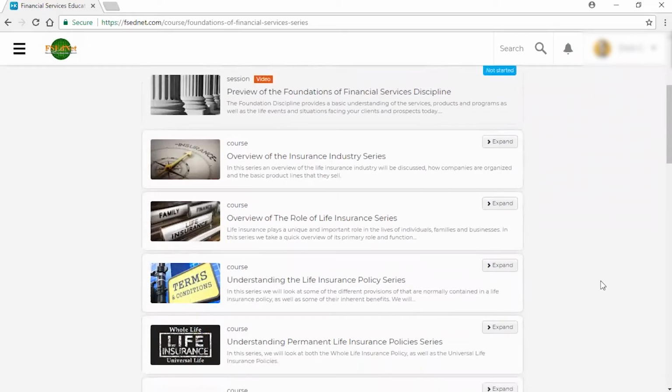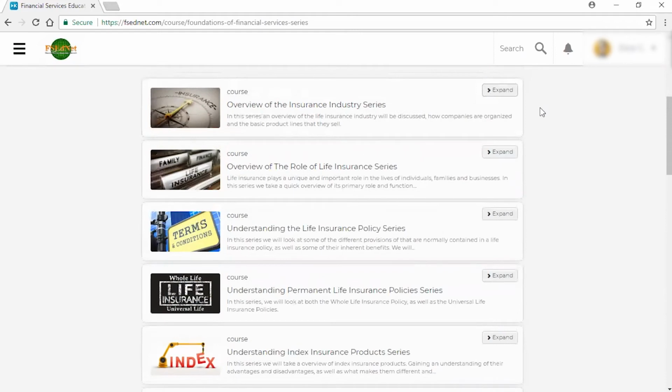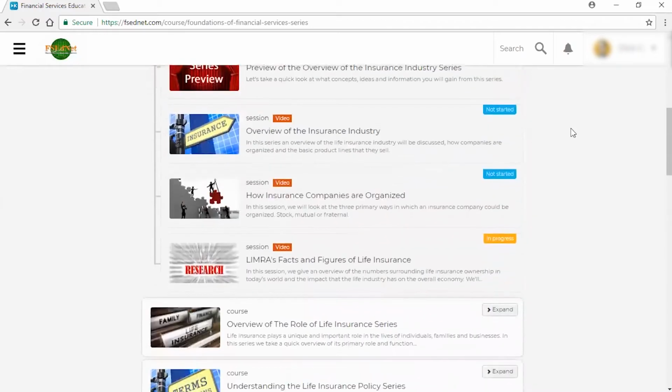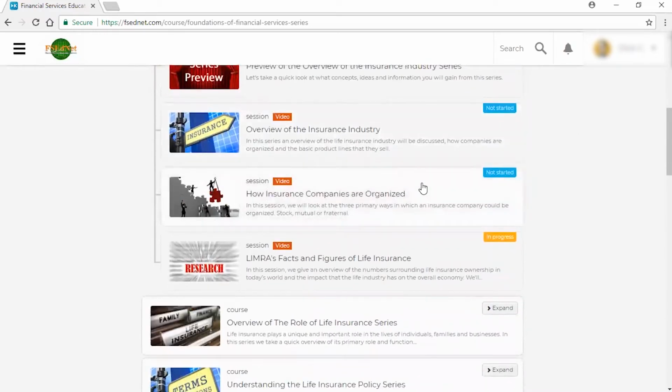It begins with the very basics and then gets more in depth on the subject matter. It begins with an overview of the insurance industry. We will look at the history of the insurance industry, as well as how insurance companies are organized, such as a stock company or a mutual or fraternal. We will explain their differences.